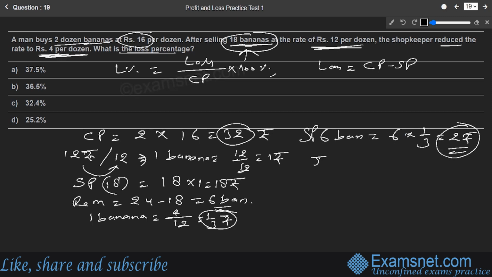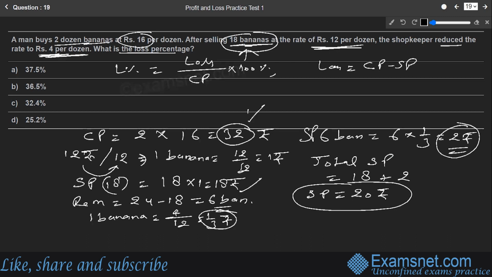So how much is the total selling price? It is the selling price of the earlier 18 bananas, that was 18 rupees, plus the selling price of the remaining 6 bananas, that is 2 rupees, which gives you 20 rupees. So the total selling price comes out to be 20 rupees. Total cost price was 32 rupees. Using these two, we can find out the loss value as cost price minus selling price, that is 32 minus 20, that is 12 rupees loss has occurred.